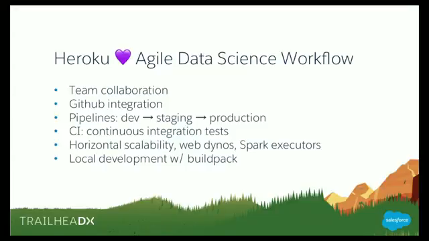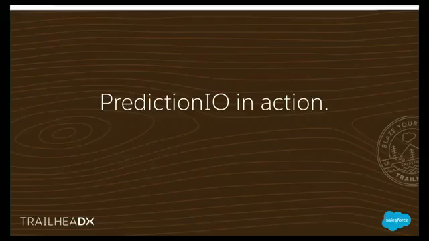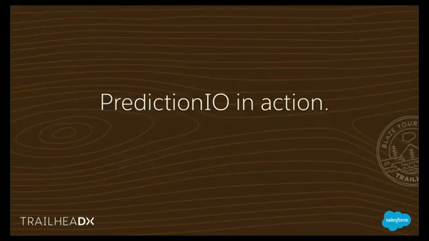So with Heroku, you also get horizontal scalability of your web dynos and Spark executors. This is not so much agile as it is just saving you a lot of time when you start needing to solve a lot of real-time queries. You can easily scale up the Prediction.io web process and serve hundreds or thousands of requests per second. All right, so let's take a look at a few aspects of Prediction.io in action.